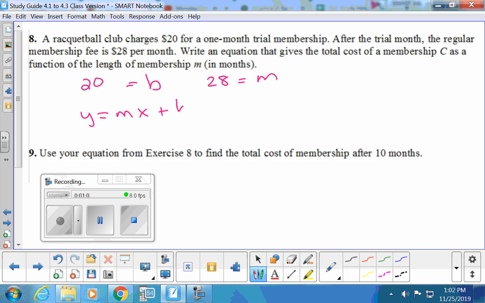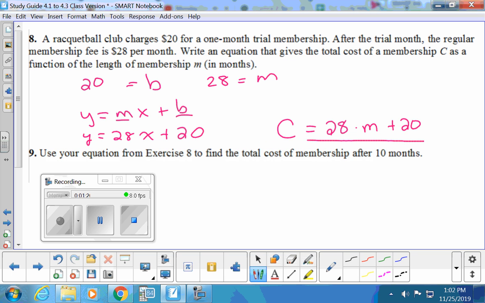Now there's a little bit of a trick to this, and I don't really like the trick, but the trick is that m is 28 and b is 20, but they wanted you to use c as the cost, so y has to be a c. And they want you to use m for months, so x has to be m. And I know it's really weird, x is m and slope is m as well, but you just got to get over that being weird.